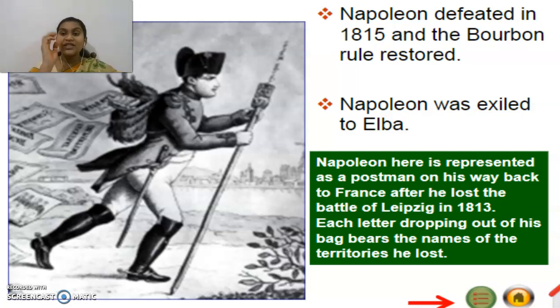So the conservatives did not want any changes to happen in society. Once the fall of Napoleon came, the administration went into the hands of the conservatives. The conservatives took the administration. So finally, they restored the monarchy. Bourbon rule was restored, and Napoleon was exiled to Elba. So finally, Napoleon's administration came to an end.